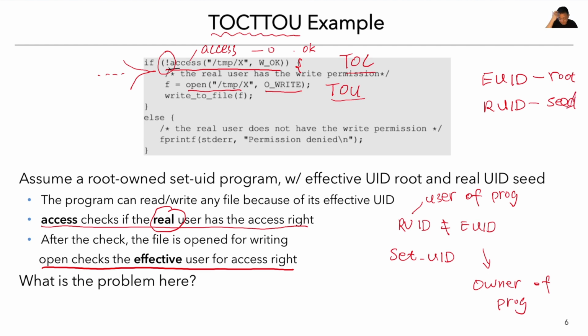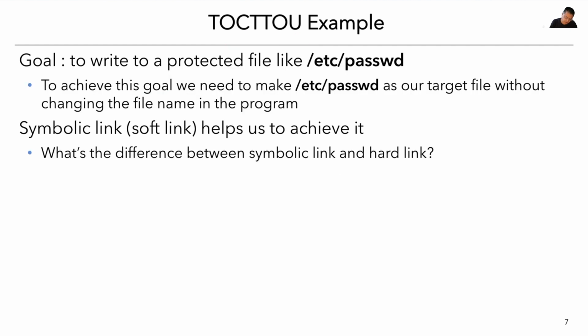So if the attacker can somehow change this temp file between the time of check and the time of use, the attacker essentially can open the file with the effective UID, which is root. It means that it can open any file, including the password file. So our target is to write to protected files like /etc/passwd. The /etc/passwd is a password database. It contains the essential password information.